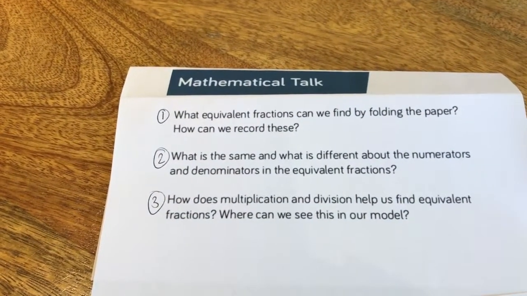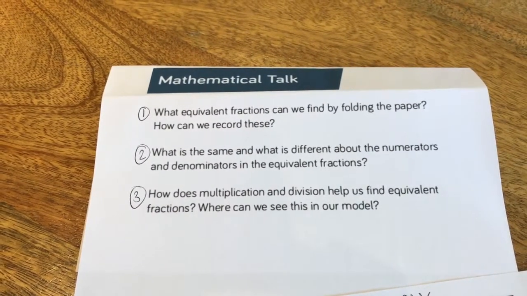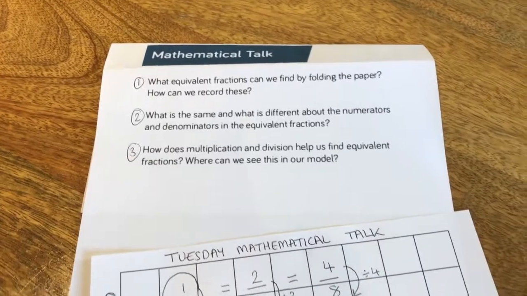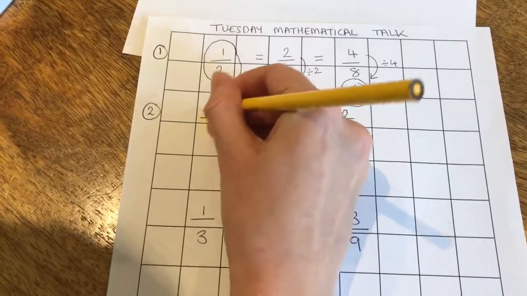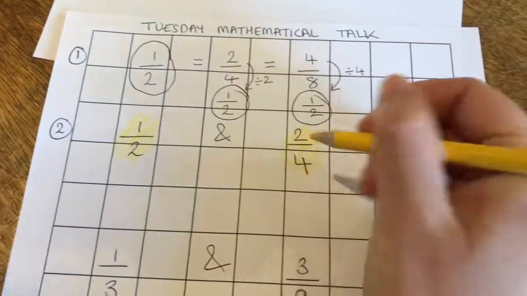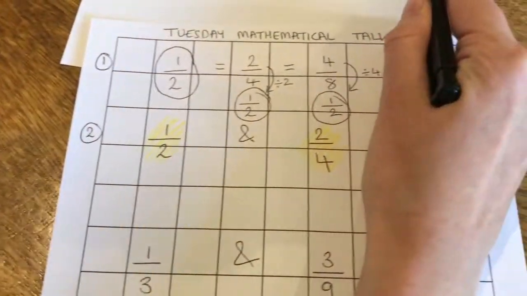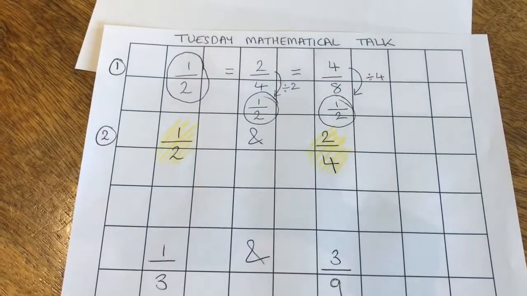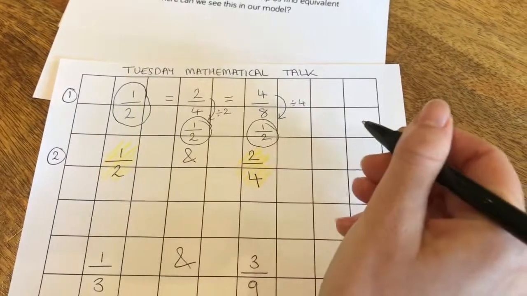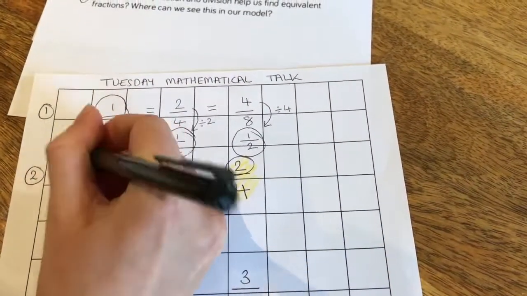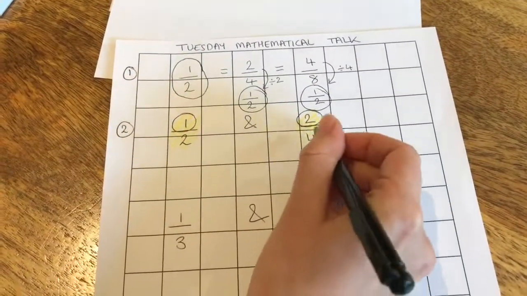Okay, our next question. What is the same and what is different about the numerators and the denominators in equivalent fractions? Okay, so here, let me just highlight them. We've got two equivalent fractions. We've already looked at those up here actually. Okay, numerators and denominators. Hopefully, you guys know what those are. The numerator is the top number. Denominators, I always remember denominators, D for down, is the bottom number.